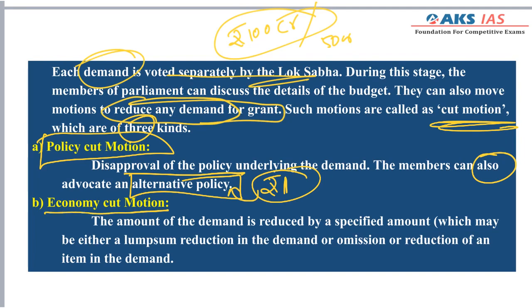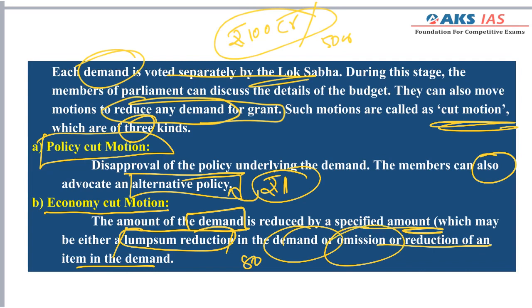Coming to the economic cut motion, it represents the economy that can be affected in a proposed expenditure. It states that the amount of demand is reduced by a specific amount, which may be either a lump sum reduction in the demand or an omission or reduction of an item in the demand. So if a policy had 3 to 4 clauses in it, here it can say to completely remove that one clause from the whole policy, or it may say that instead of 100 crores you just take 80 crores for the policy, or they may even demand omission or reduction of any kind of item within the demand.